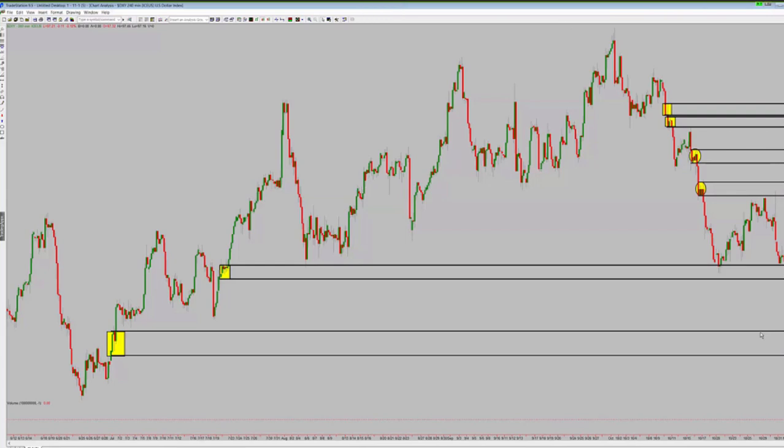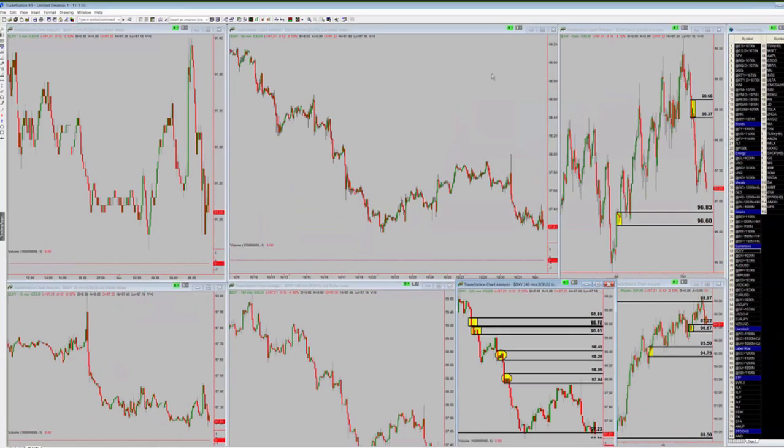Everything's got to be forward thinking. Everything that comes into your decision-making process needs to directly answer those two questions that I started with: where's price going to turn, and where's it going to go? All right, so that's the dollar. Now that we've done that, we can now look at other markets against the dollar.